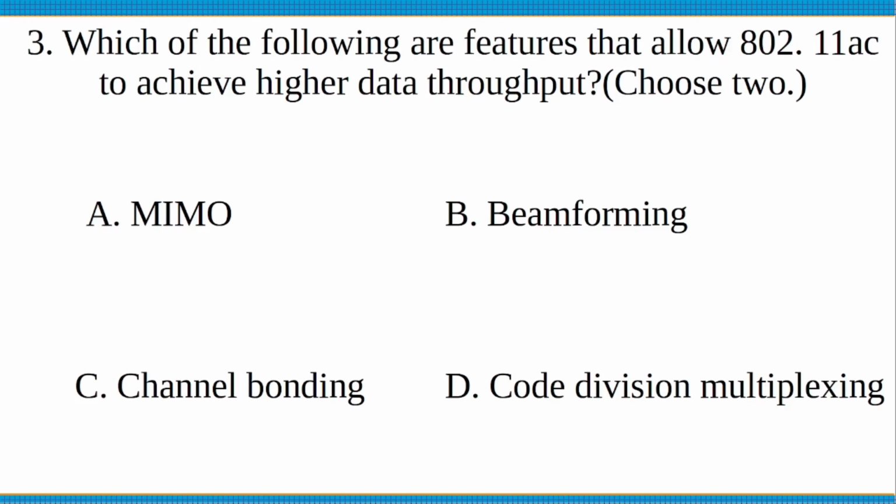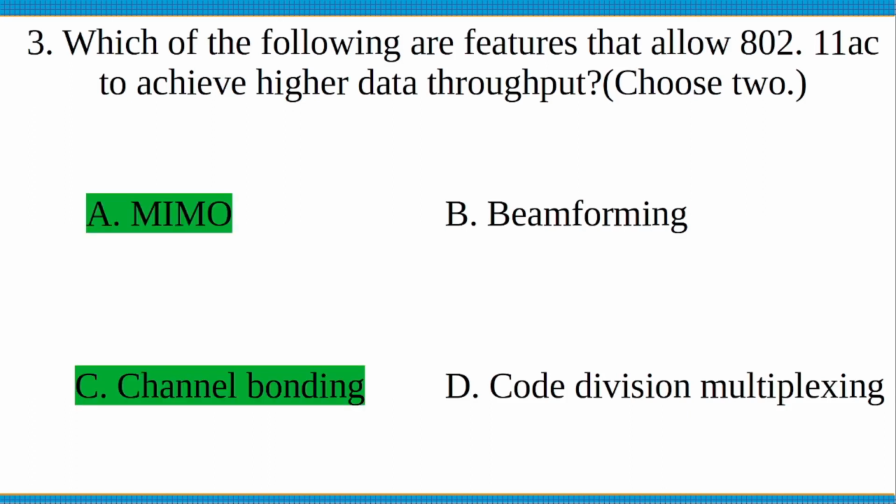Question number 3. Which of the following are features that allow 802.11ac to achieve higher data throughput? Choose 2. A. MIMO, B. beamforming, C. channel bonding, D. code division multiplexing. The answers here are A and C, MIMO and channel bonding.